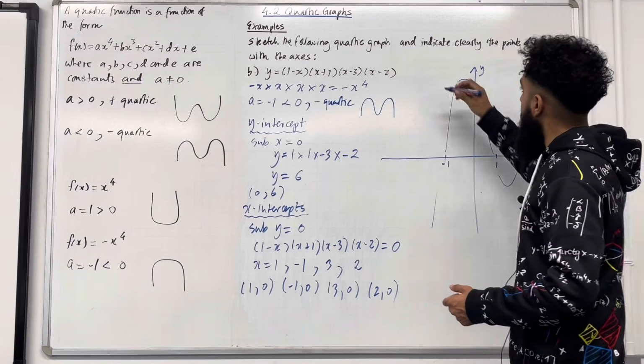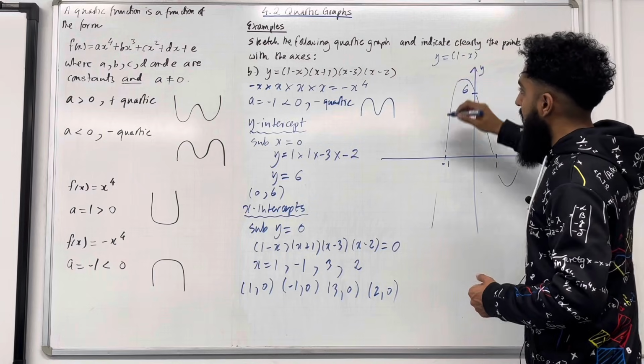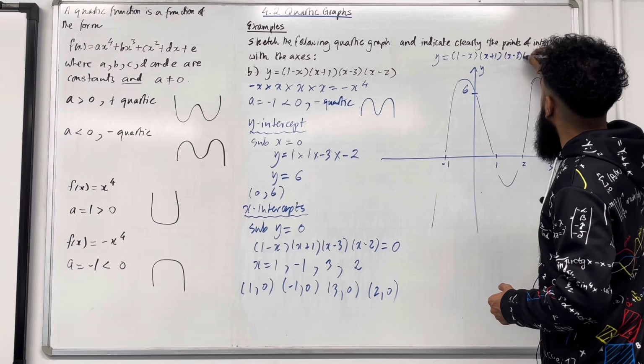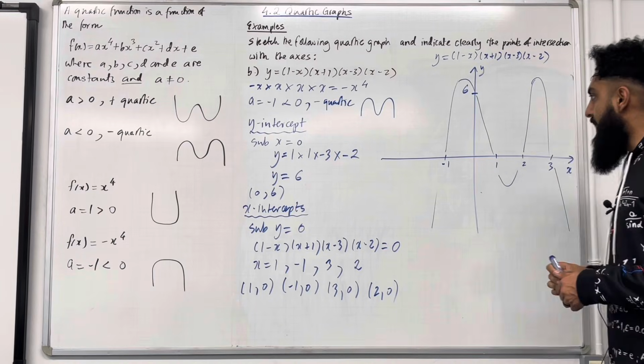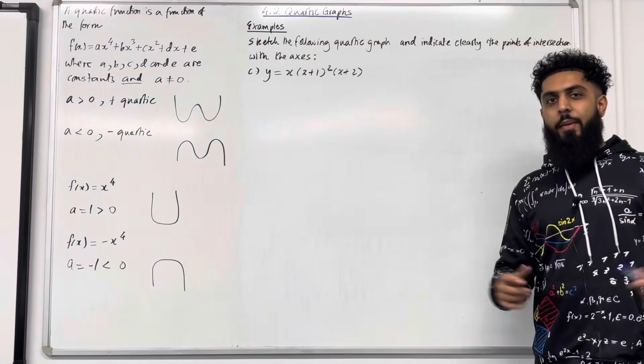I can label this graph. It is y equal 1 minus x, x plus 1, x minus 3, and x minus 2. That there, ladies and gents, is the icing on the cake. Let's have a look at part C.